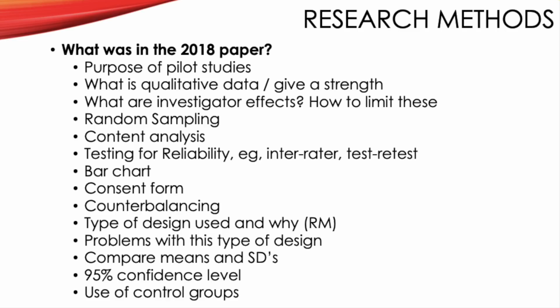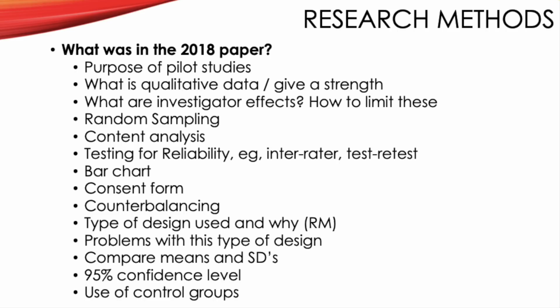Next, I'm going to look at what was in the 2018 paper for research methods. So you've got the purpose of pilot studies, what is qualitative data as well as the strength of this, what are investigator effects as well as how to limit these, random sampling, content analysis, testing for reliability. So in this you could have spoken about inter-rater reliability, test-retest, that kind of thing.